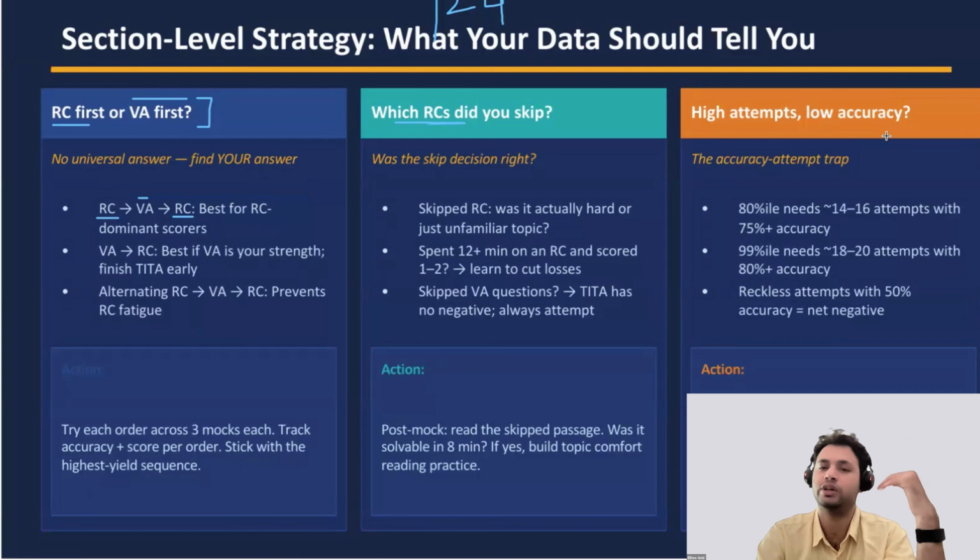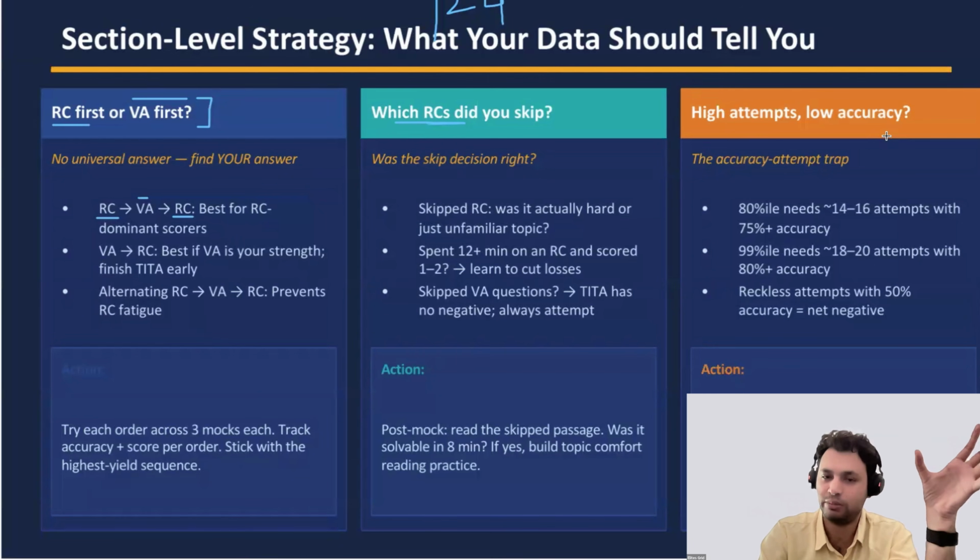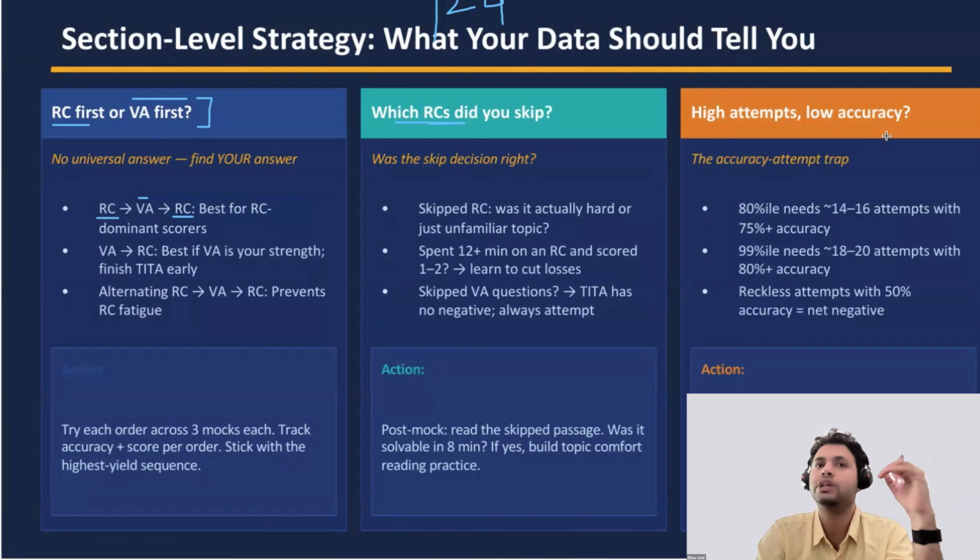In the next mock, in the next section, try to attempt 13, then jump to 14, then stabilize your score, then come to 15. If you try to do everything at once, you are going to be extremely frustrated by things. It's not going to work. So you need to spend a lot of time understanding what works for you and what doesn't work for you.